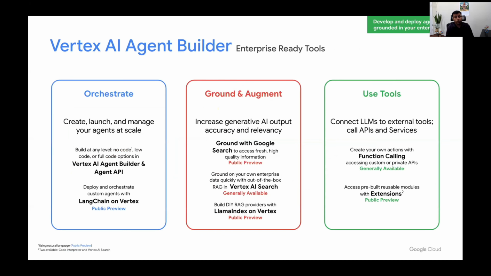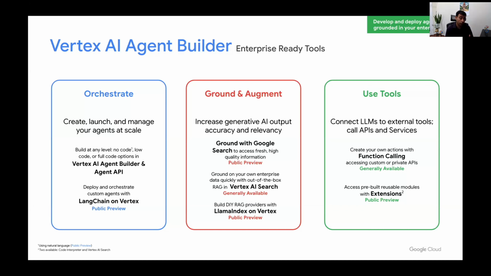And the way we like to present Agent Builder's capabilities here is under three different buckets, right? There's orchestrate, ground and augment, and use tools. So under orchestrate, you're able to create agents with no code, low code, or even a high level of code implementation using LangChain and build those intelligent agents.